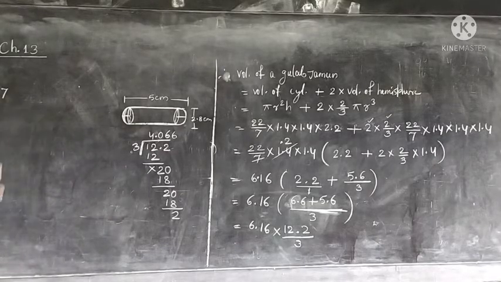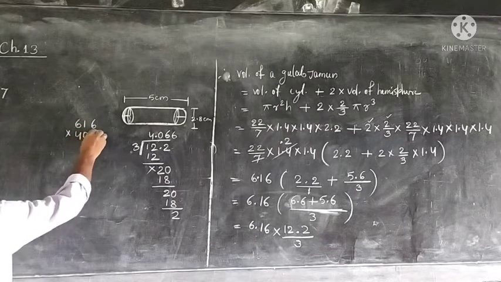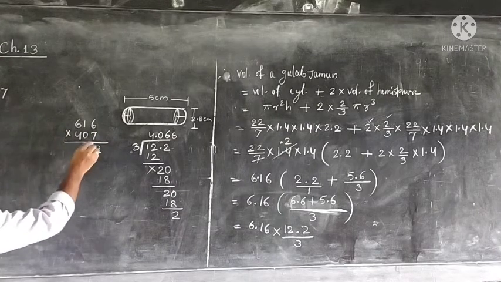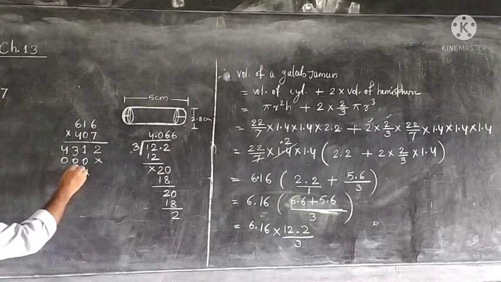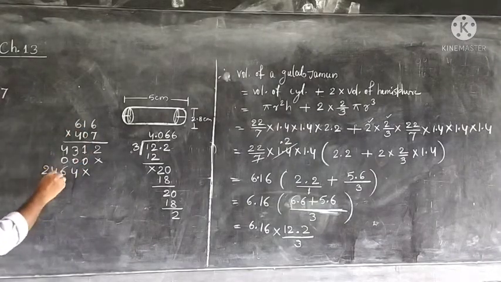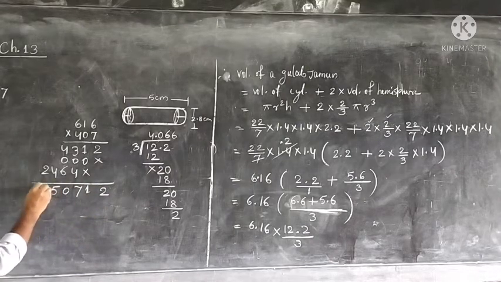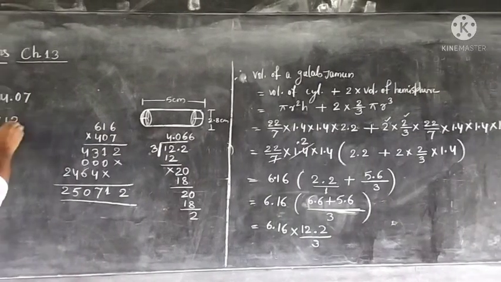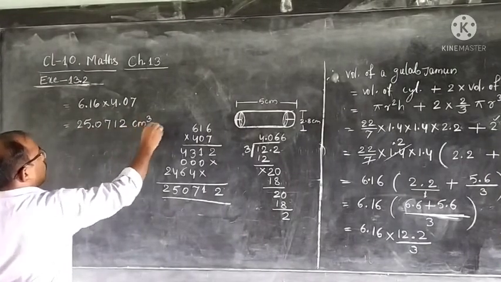Now, 616 into 4.07, into 407. Decimal we put later, we multiply now. 7 ones are 7, 4, 11, 42, 143. By 0 we multiply, we get only 0. 6 4s are 24, 4 ones are 4 to 6, 6 4s are 24. 2, 1, 7, 10, 5, 2. So, we get 250712, and after 4 digits we put decimal. This is the volume of 1 gulab jamun.